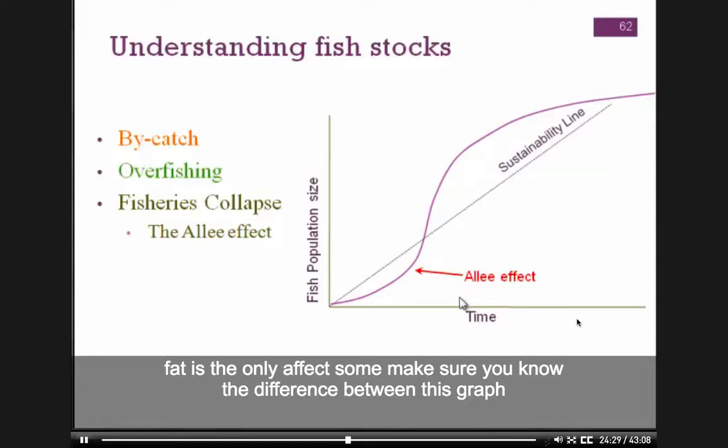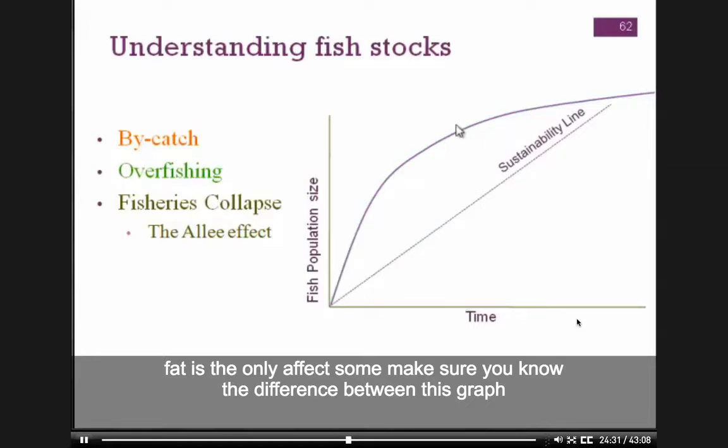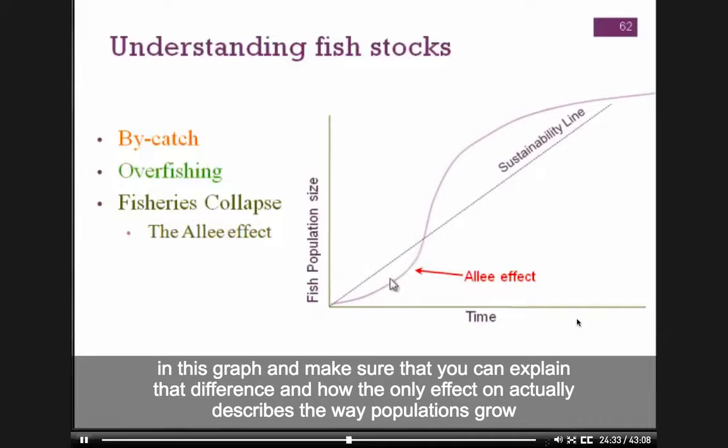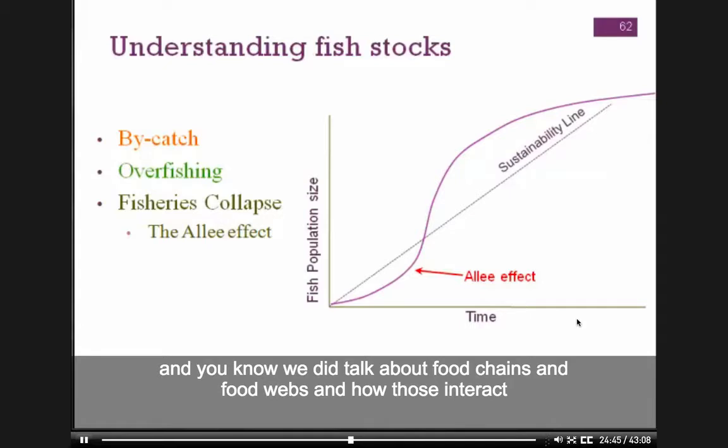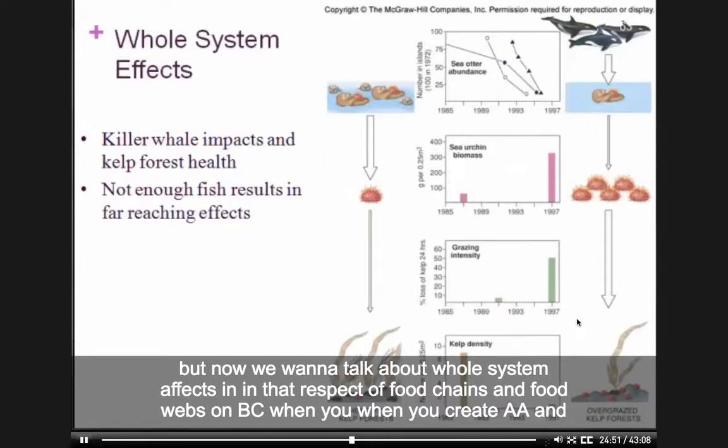So make sure you know the difference between this graph and this graph. And make sure that you can explain that difference and how the Allee effect actually describes the way populations grow. So that's a good example there. And we did talk about food chains and food webs and how those interact. But now we want to talk about whole system effects in that respect of food chains and food webs.